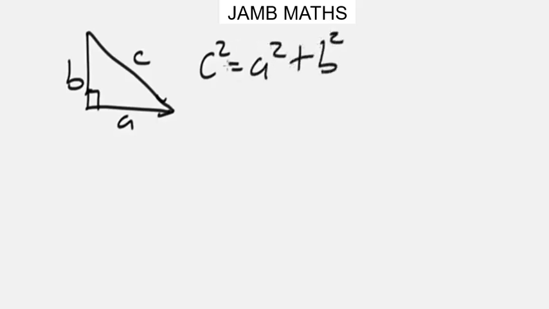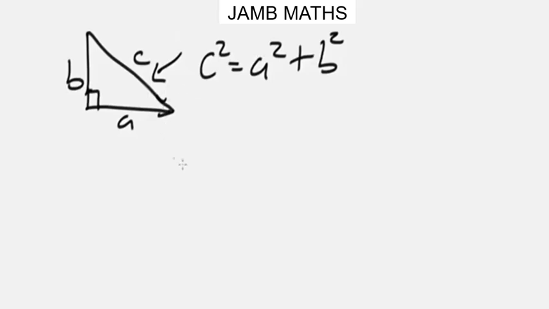Now the rule itself, or the law itself, states that in a right angle triangle, the square of the hypotenuse, which is usually the longest side of a right angle triangle, equals the sum of the squares on the other two sides.